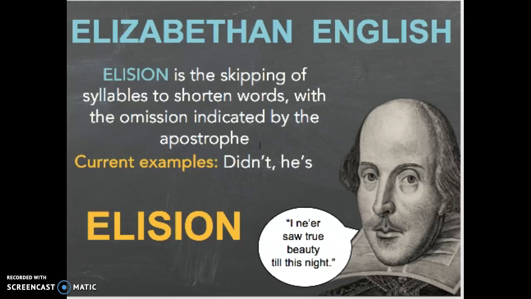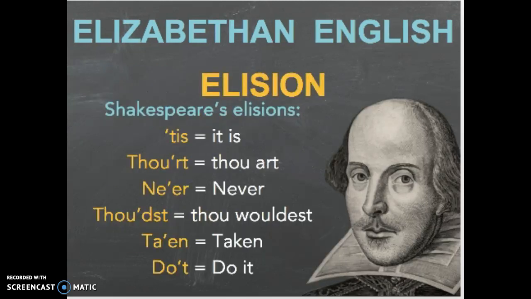Didn't, short for did not. He's, she's, short for he is, she is. Shakespeare did it often. Here's a common example here: I ne'er saw true beauty till this night. Short for I never saw true beauty until tonight.